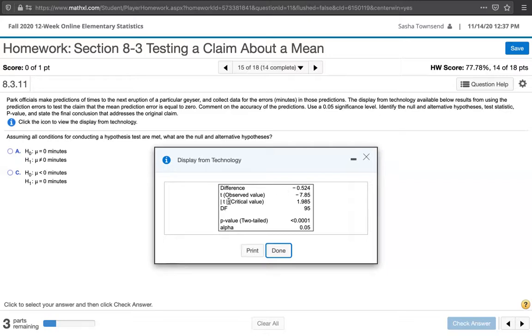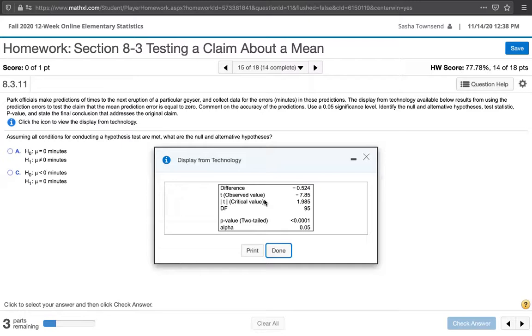Then we've got a t value, and that is a test statistic when it says observed value. Then we've got an absolute value of t, that's a critical value of t, and there's actually two of them. We'll have plus or minus 1.985. There are 95 degrees of freedom, so that tells us our sample size was 96.